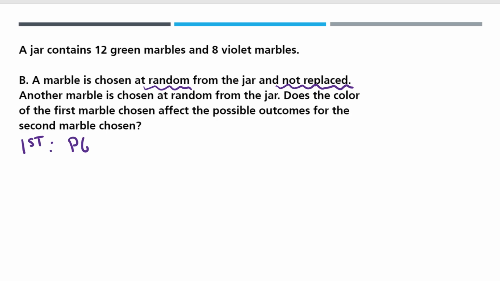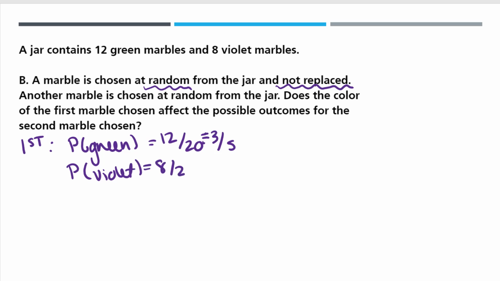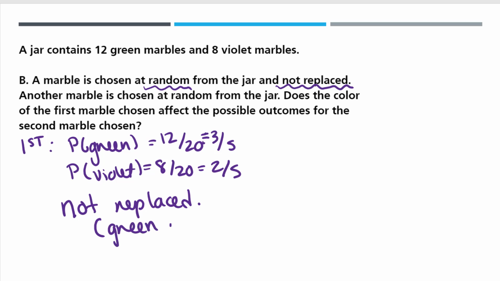The probability of green is 12 over 20, which is 3 over 5. The probability of violet is 8 over 20, which is 2 over 5. It's not replaced. And let's just say, for argument's sake, that a green was picked. Now we go to the second marble.